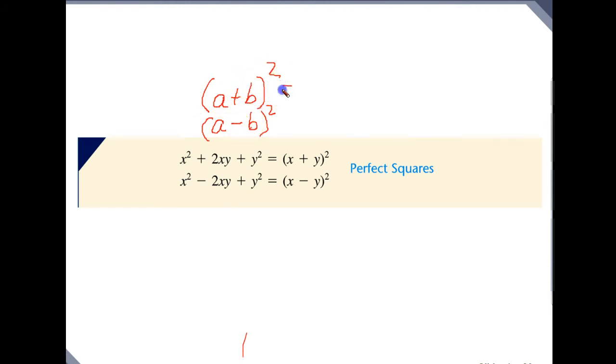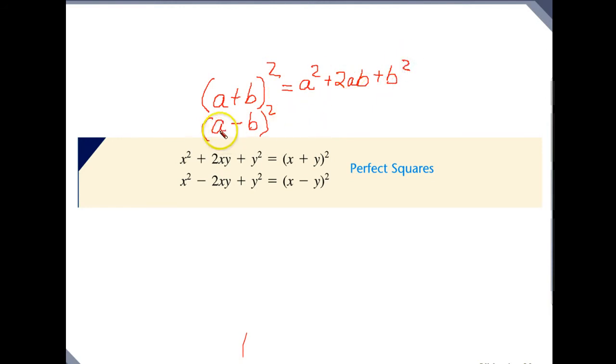Now there's a little procedure for that, a little recipe. We square the first term. That gives us A squared. We then multiply these two terms together, which gives us a positive AB. Then we double it, so we get a positive 2AB. And then we square this term, and we get B squared.